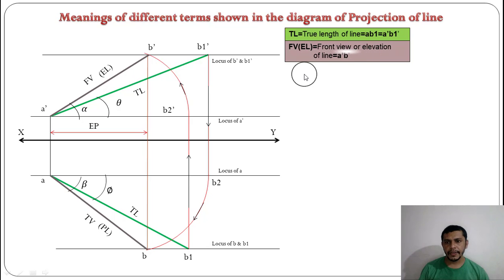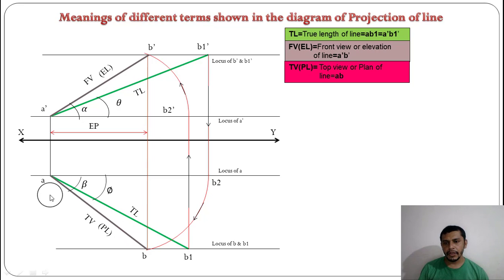Then FE or EL, that is front view or elevation of the line, is shown by A dash B dash in the diagram. So A dash B dash is the elevation or front view of the line. Then top view or plan of the line, that is TV or PL, is shown by line AB in the diagram.